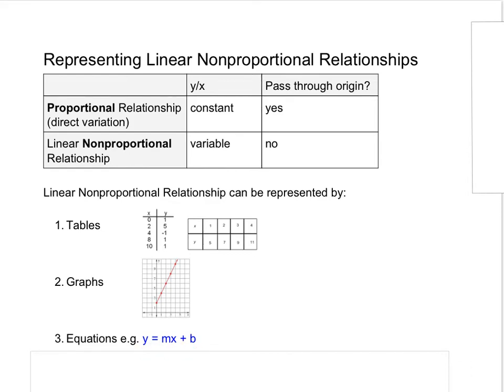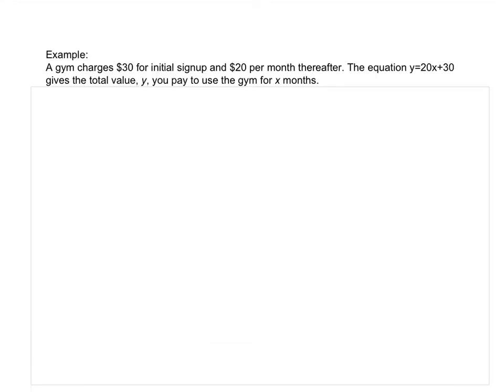And sometimes when you are given an equation, you can use this equation to first generate some points in a table, and then use these points to plot the dots and then to draw the graph. So let's look at one example. A gym charges $30 for initial sign-up and $20 per month thereafter. The equation y equals 20x plus 30 gives the total value y you pay to use the gym for x months. Okay, so before we look into the questions, let's study this situation.